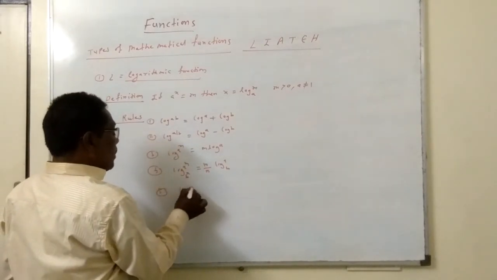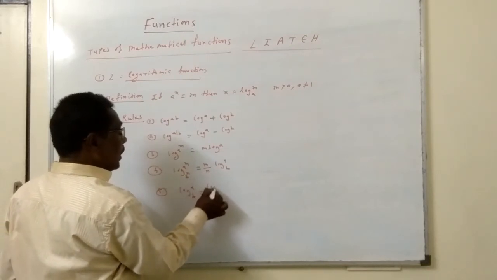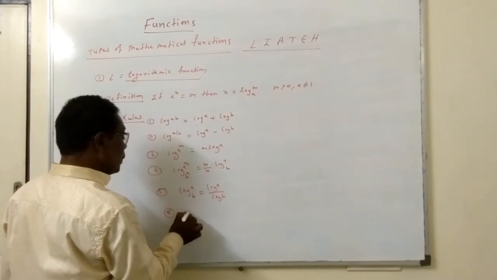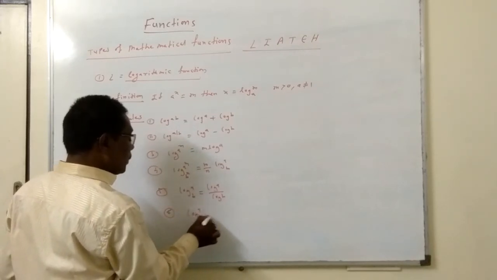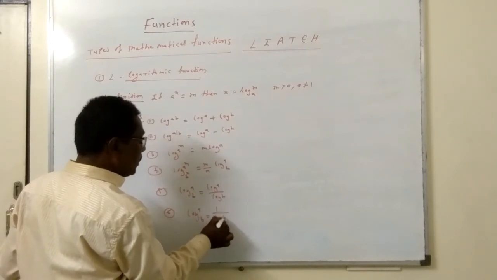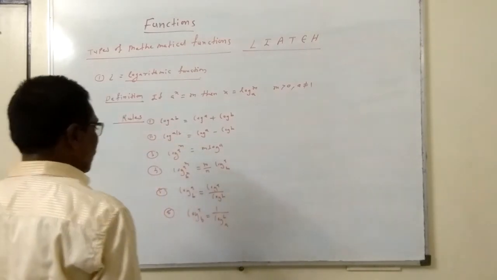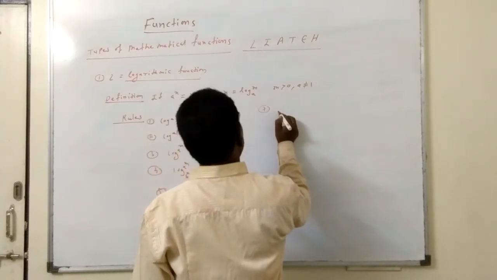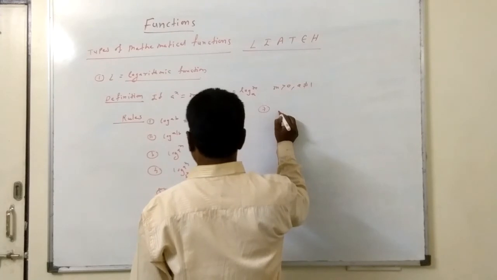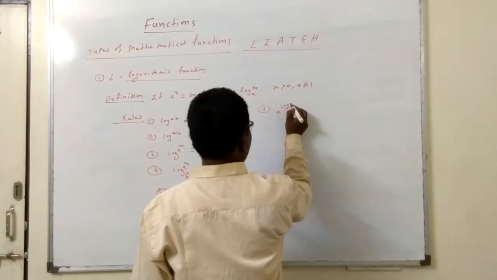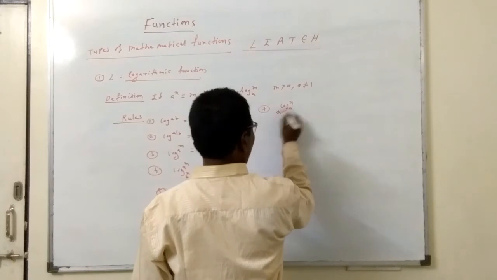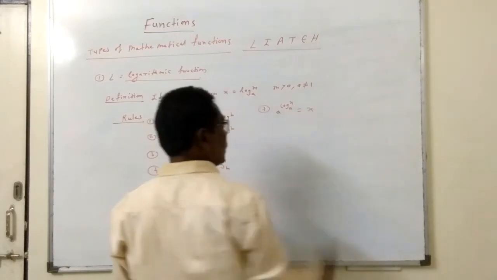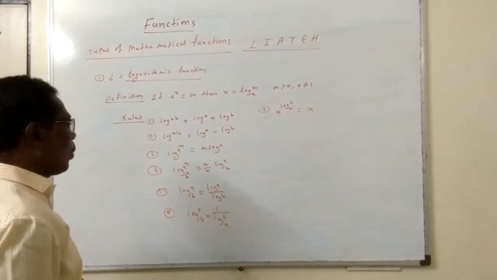Then log a base b, and if you want to change the base, we write log a divided by log b. Log a base b, we can write 1 upon log b base a. A raised to log x base a: here log and anti-log cancel, so this value is x. Similarly e raised to log x base e, the same value x. Log and anti-log cancel.